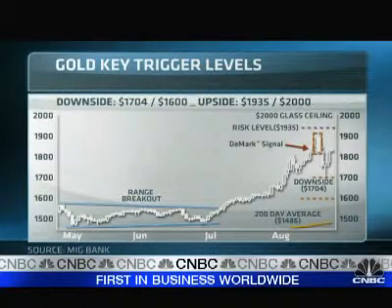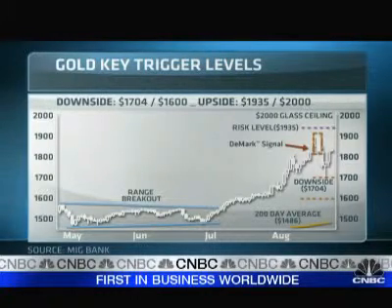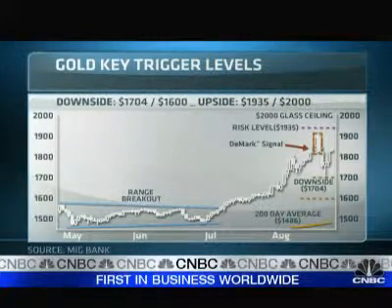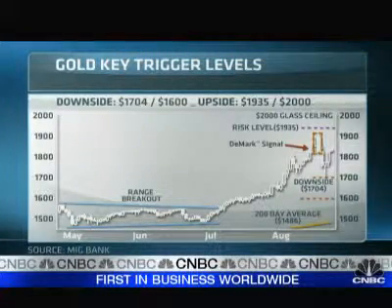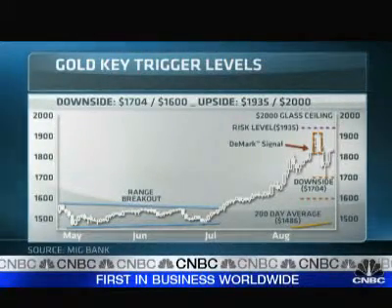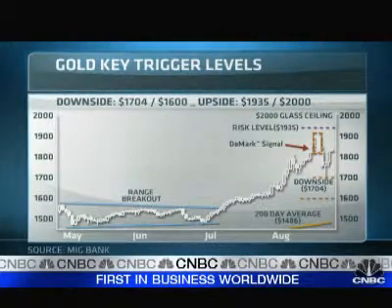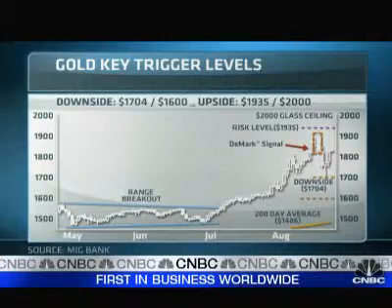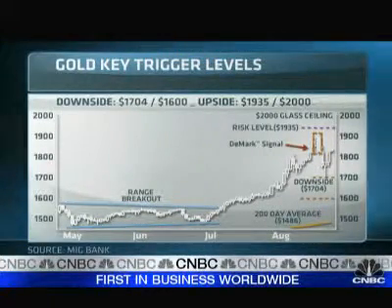And on the upside, we would need to see a move above 1735 and then perhaps into 2000 thereafter. Keep in mind, one of the fundamental drivers to the drop is the actual CME hike in margins, which is up about 55%, adding further weight to the gold drop, similar to silver back in April. Let's move on to that second chart that you mentioned a moment ago.